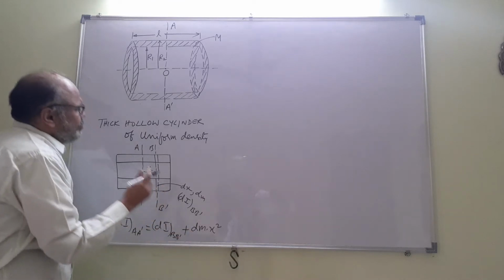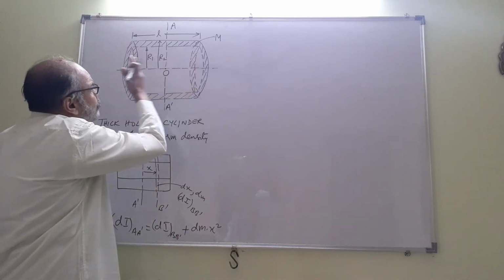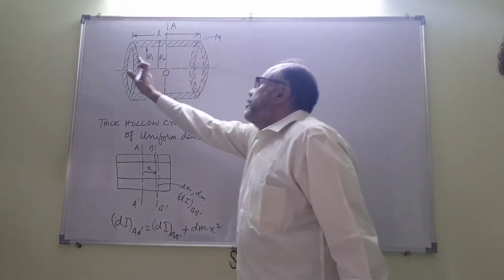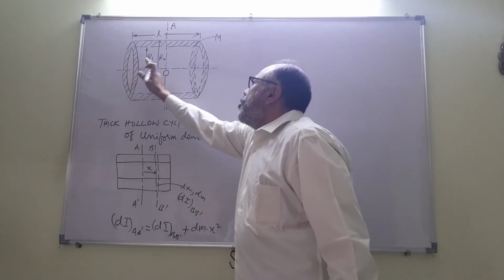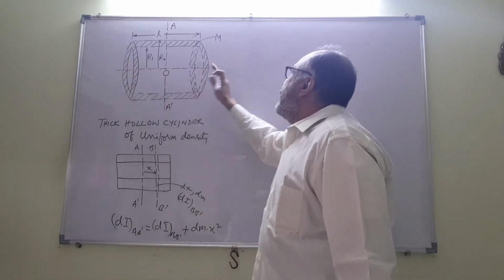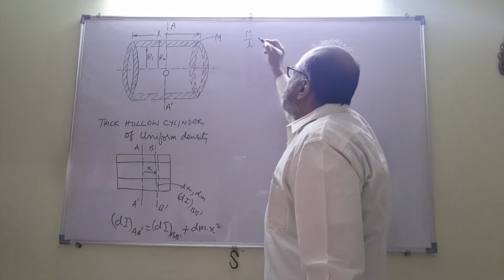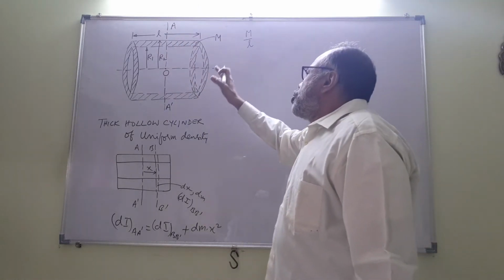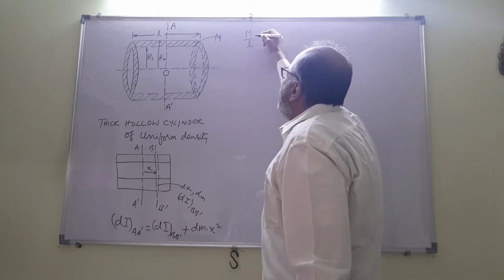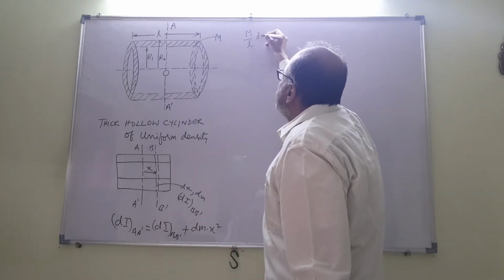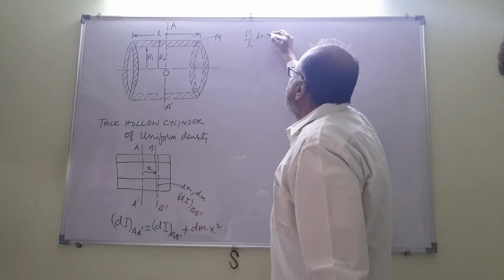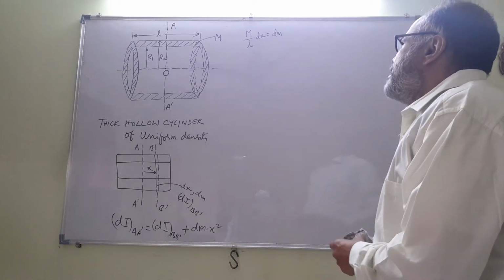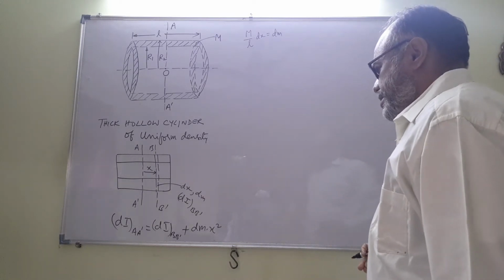Now, what is dm? The cross section is uniform throughout. So the mass will vary uniformly with the distance L. The mass per unit length is a constant because the area of cross section is constant. So M by L is the mass per unit length, and into the thickness dx will give us the mass dm. So dm is M by L into dx.